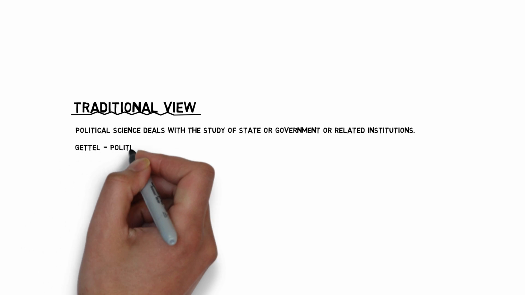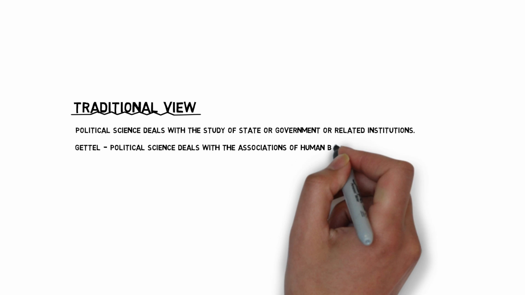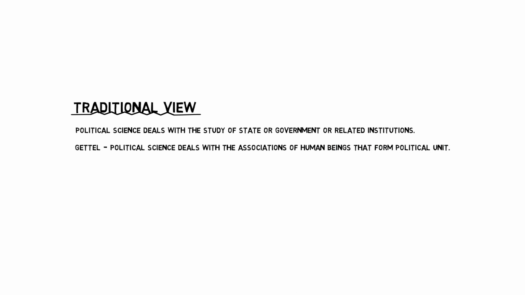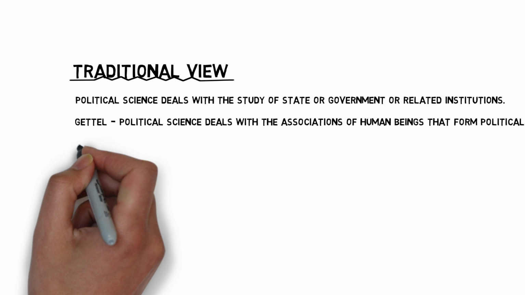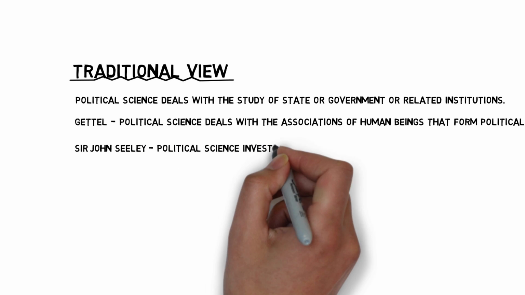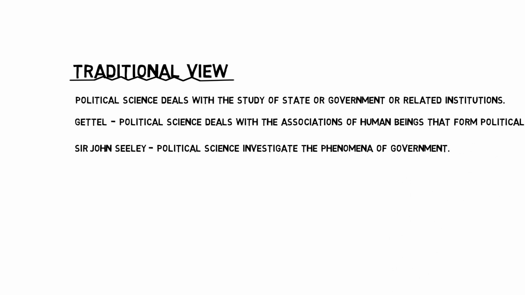Moving on, according to Gettell, political science deals with the association of human beings that form political units. Again, a very important traditional view: human beings have created certain associations, and these associations have formed political units, which represent the association of human beings in society. Moving on, according to Sir John Seeley, political science investigates the phenomena of government. Further he says that the way political economy deals with wealth, biology deals with life, and algebra deals with numbers, similarly political science deals with the phenomena of government.